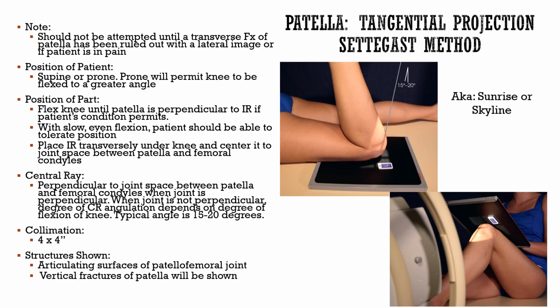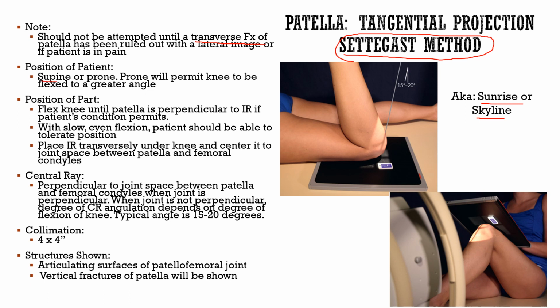The last projection of the patella is another tangential projection, which is the most common one, and that's the Settegast method. Now this is also called the sunrise or the skyline view, more commonly the sunrise. And there's 4 different ways to position. These 2 on this slide are the most common, but this should not be attempted until a transverse fracture of the patella has been ruled out with the lateral image or the patient is in pain.